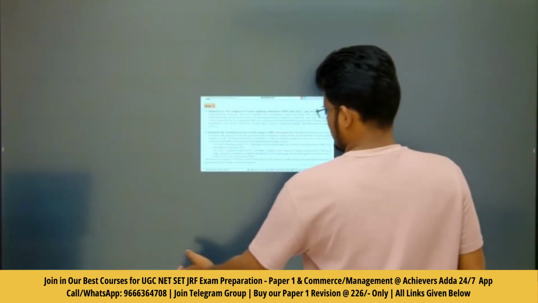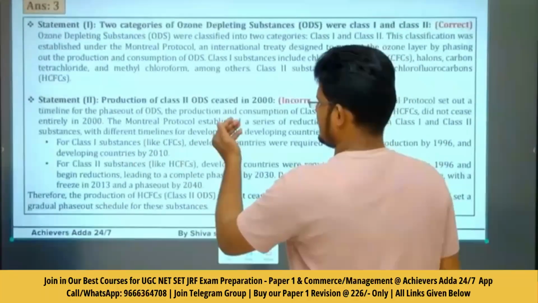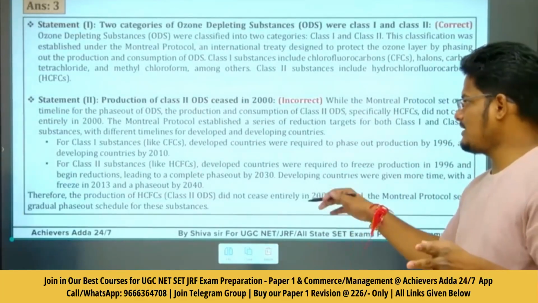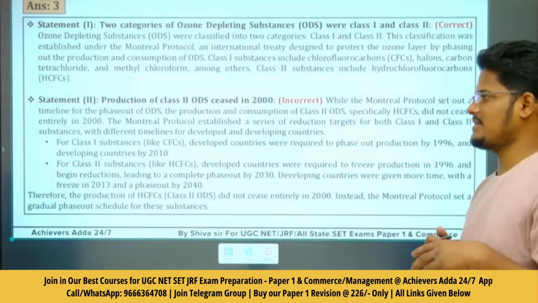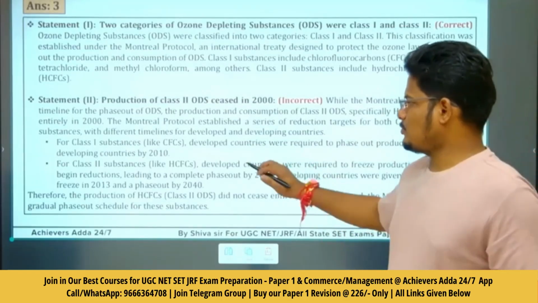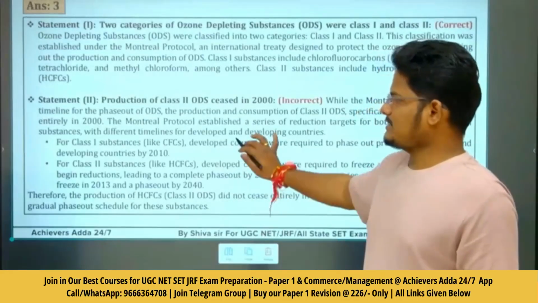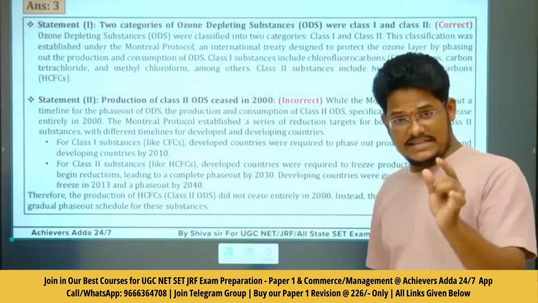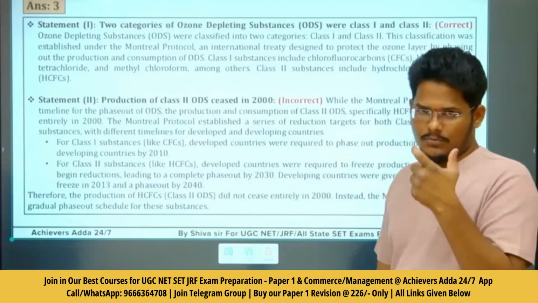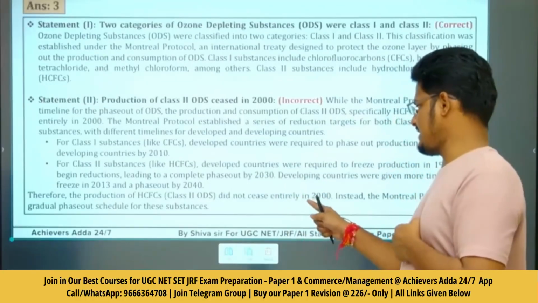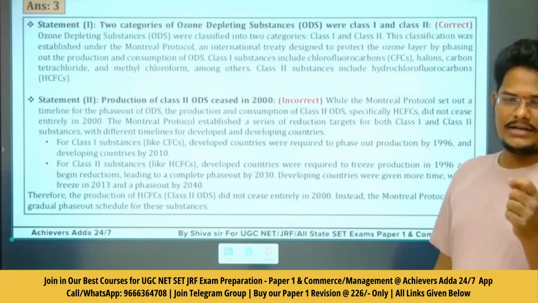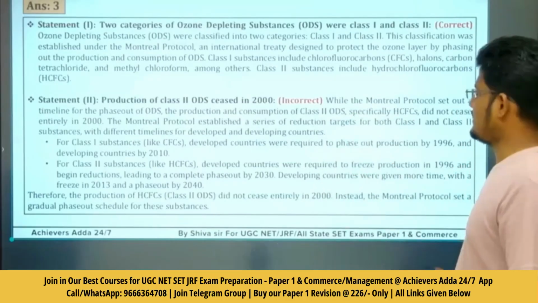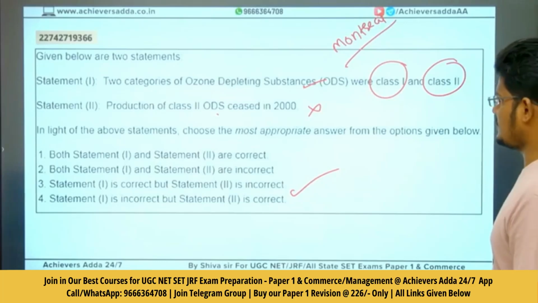If you look at their classes, class 1 are like CFCs, which developed countries were required to phase out. Class 2 substances, developed countries were required to freeze their production in 1996 and begin the reduction. So class 2 is to be phased out by 2040, whereas class 1 ozone depleting substances are to be phased out by 2010. The introduction of HCFC, hydrochlorofluorocarbon, is one of the major ozone depleting substances. It did not cease entirely in the year 2000 because the Montreal Protocol has a separate schedule to phase down everything one by one. That's why the statement that class 2 ODS were removed in 2000 is wrong.